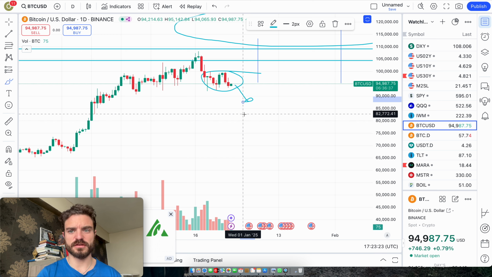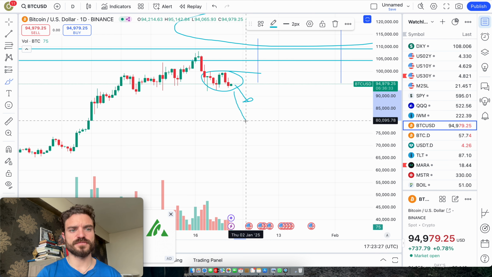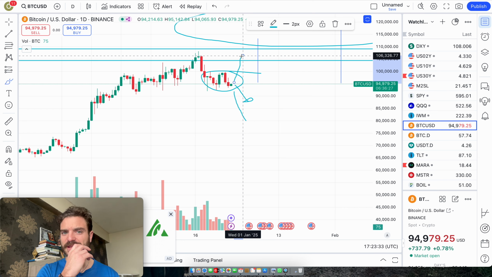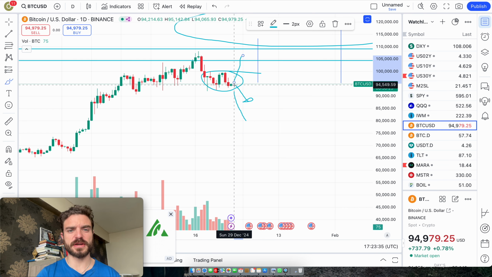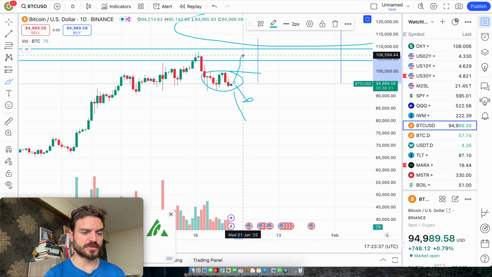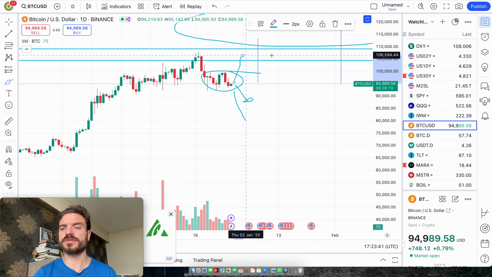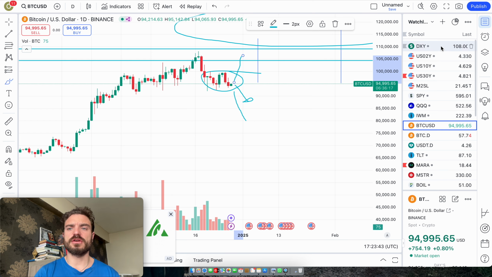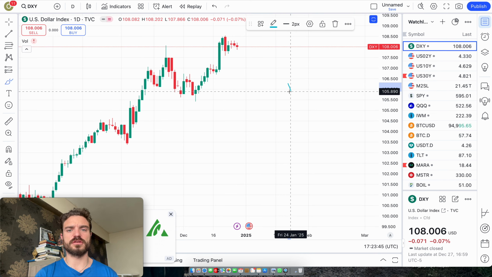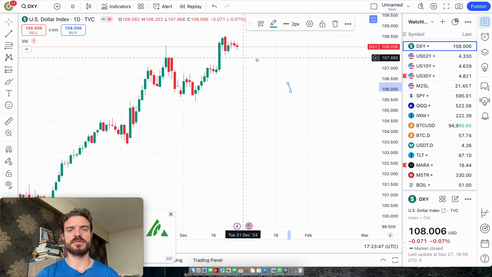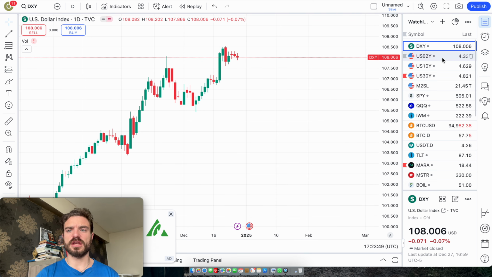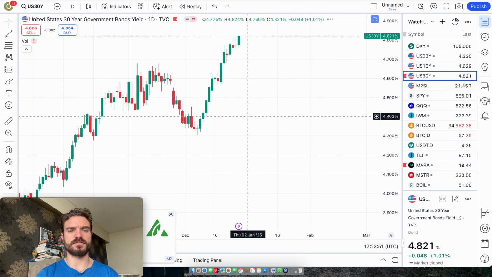80, 84, 82, this zone. But before that, you would expect some type of bounce. Okay? After the selling pressure, you would expect a stronger bounce, perhaps in the new year. But like I've said before in many previous videos, it all depends on what the dollar is going to do and what the interest rates are going to do.